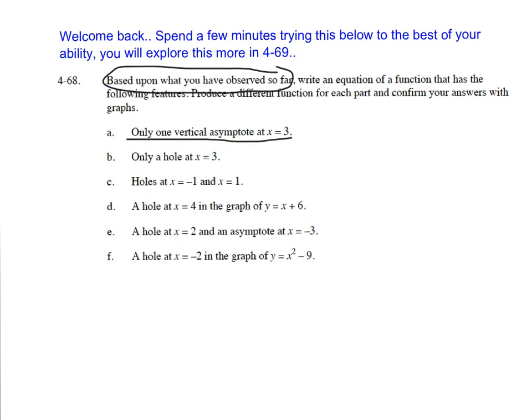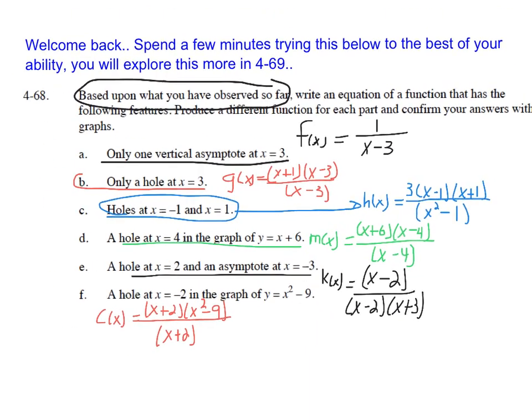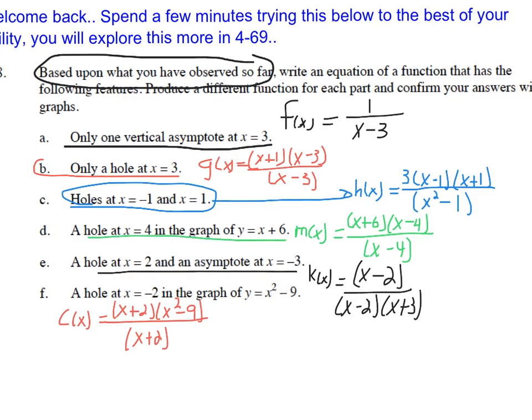So write a function equation for a function that has only one vertical asymptote at x equaling 3. Now there's going to be a variety of different answers, and we will talk about what your answers may look like compared to what I have. So check back here after answering 4 or 5 of these. So please pause this now. Alright, welcome back to problem 4-68.